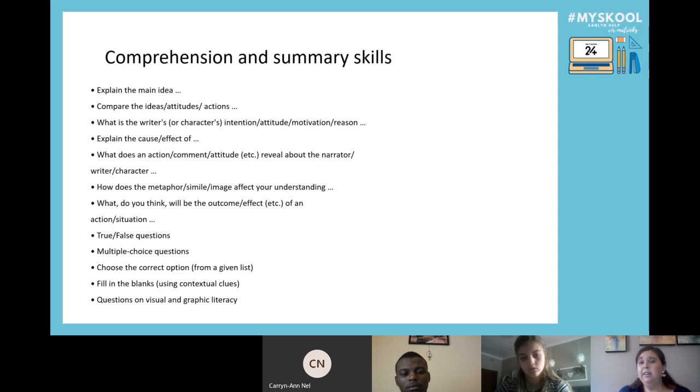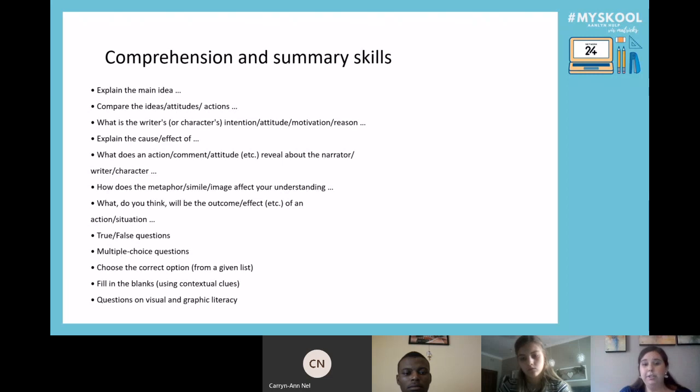How does the metaphor, simile, image affect your understanding? People, this is just like evaluating the effectiveness of a metaphor or whatever in poetry. So you also have to know the figures of speech for your language paper. What do you think will be the outcome or effect of an action or situation, where they don't word for word give you the effect, but you have to infer it?